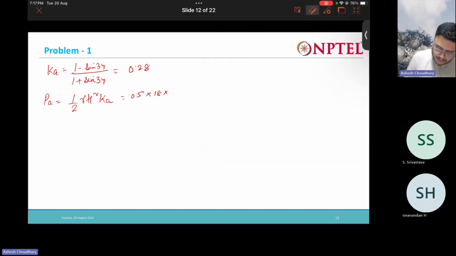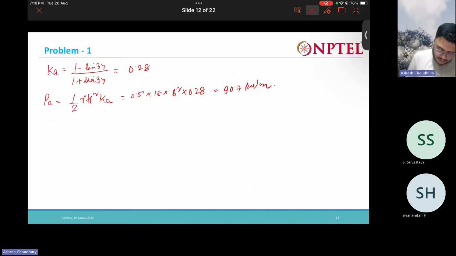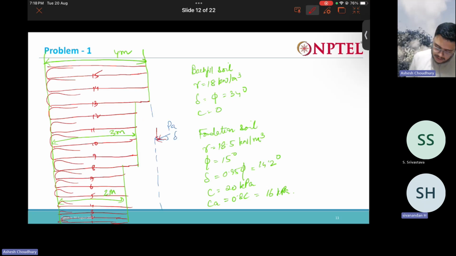Just so that the basic concepts are clear, we are solving it in the simplest way, considering only the simple things. PA is acting like that, so PA will have two components, PA cos delta and PA sin delta. What is PA cos delta? PA sin delta is... and delta is actually taken equal to 5 here.